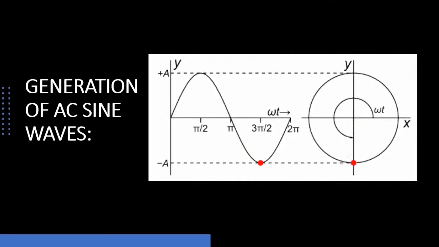This process is transposed to a linear form. The diagram illustrates the derivative of the vertical projection of the vector rotating in a circular motion. The maximum point of the circle is proportional to the maximum voltage of the wave.